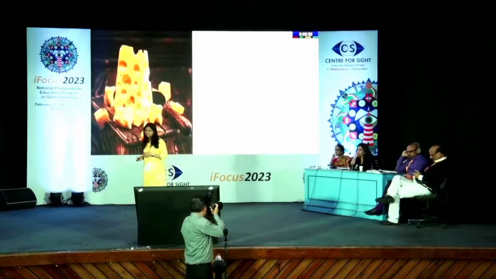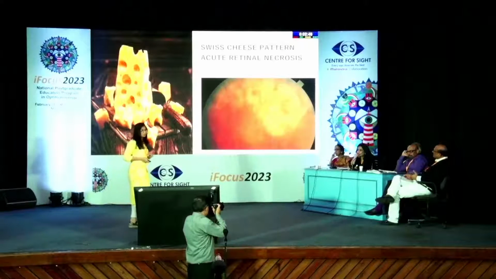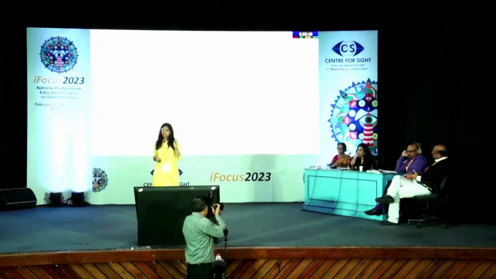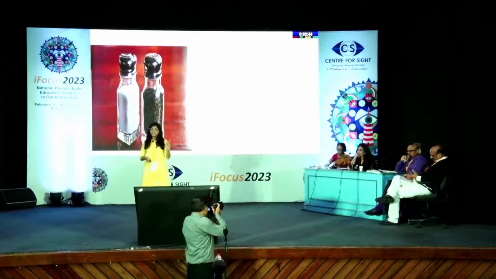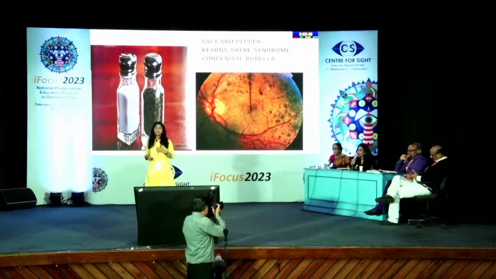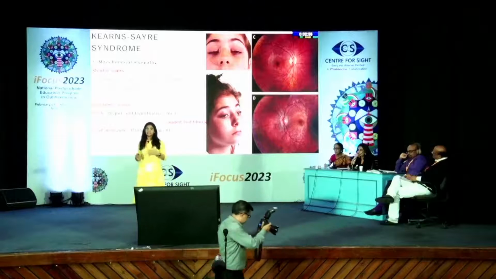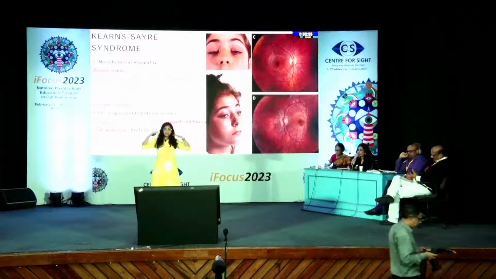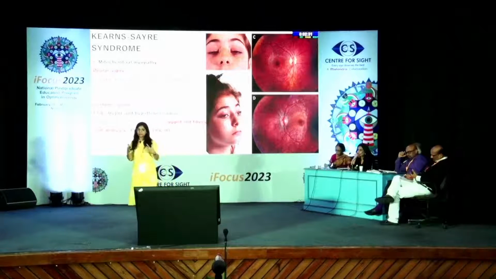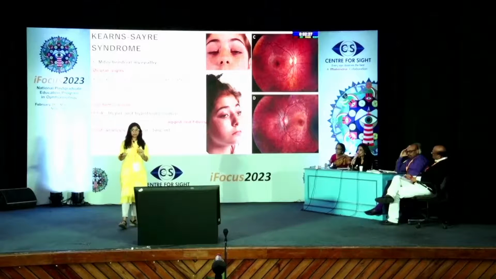That was wonderful, Daddy. Can I have an extra slice of cheese? She says, and this can be compared to acute retinal necrosis, with maybe some salt and pepper. This salt and pepper retinopathy occurs in congenital rubella syndrome and Kearns-Sayre syndrome. Kearns-Sayre syndrome is a mitochondrial myopathy causing a progressive ptosis with external ophthalmoplegia. They have a pigmentary retinopathy, which is like the salt and pepper appearance.